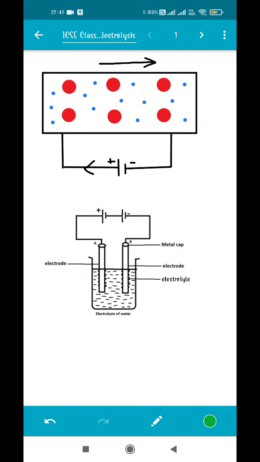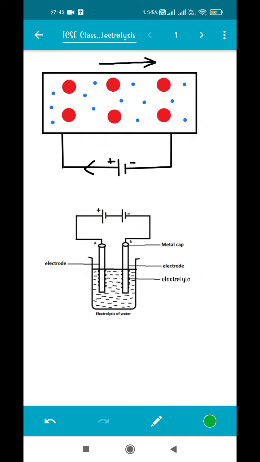For which type of compounds? For compounds which can conduct electricity through them. Mostly electrolysis is done through such compounds only. So we might have a question that water is not a good conductor of electricity, so how does it get broken up into its constituents? That is what we are going to learn in this chapter, how it is done.